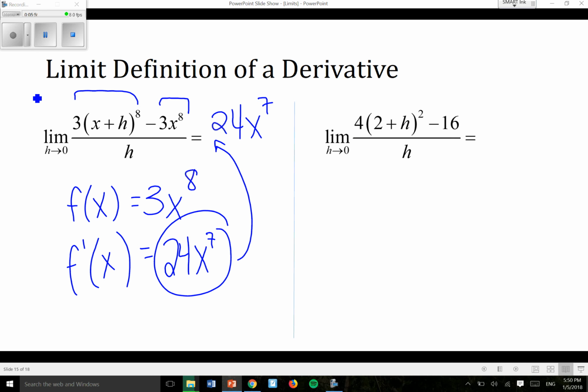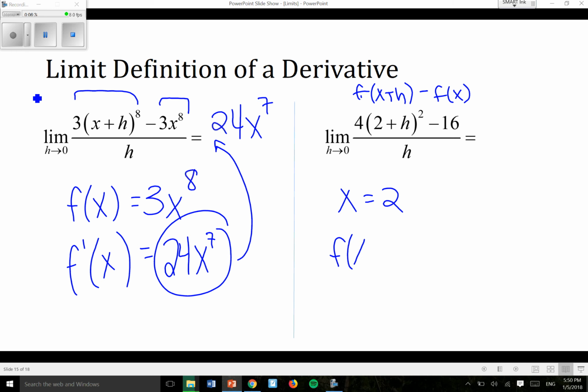You also might have a problem that looks like this. The main difference between these two problems is that there's no x in this second problem. They're asking us to differentiate a function and then plug in a value for x. So our goal here is to figure out what x value we're supposed to plug in and what function we're differentiating. If this is f of x plus h minus f of x in the numerator, it's pretty clear to see x equals 2.